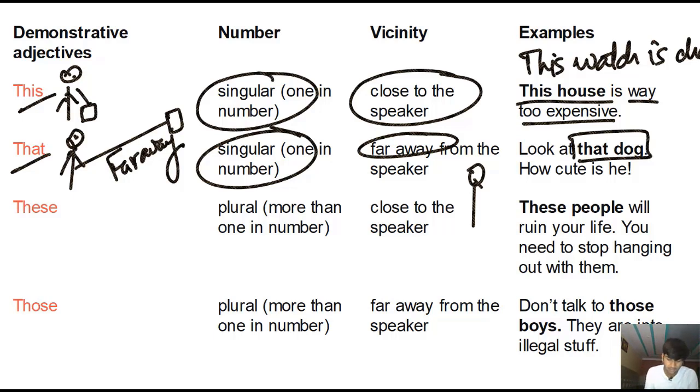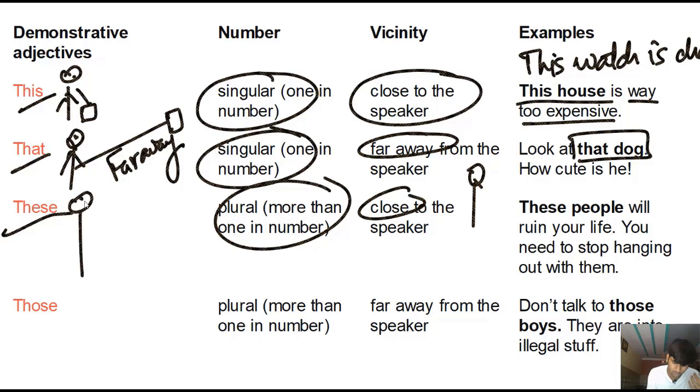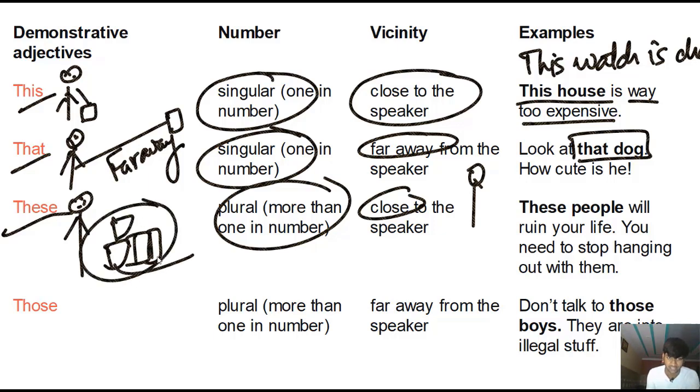These are used to refer to plural nouns, more than one in number, can be 2, 3, any number, more than one, and close to the speaker. Plural noun and close to the speaker. So I'm here and I have a couple of boxes right next to me, and I say, do you want these boxes? Hey, can you parcel these boxes? Can you hand these boxes to Mrs. Ahuja? So more than one in number, and close to the speaker.